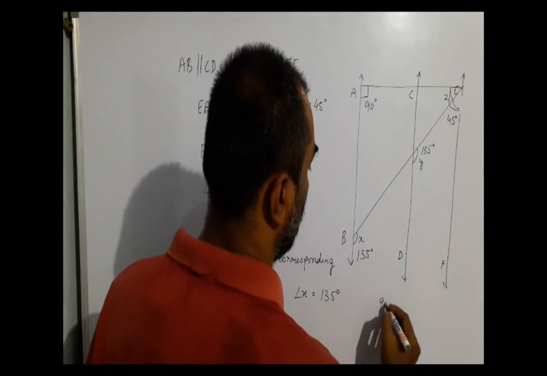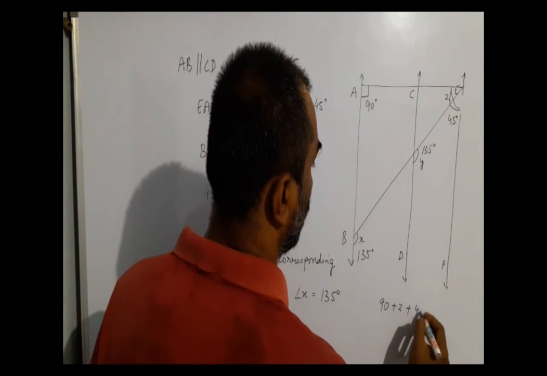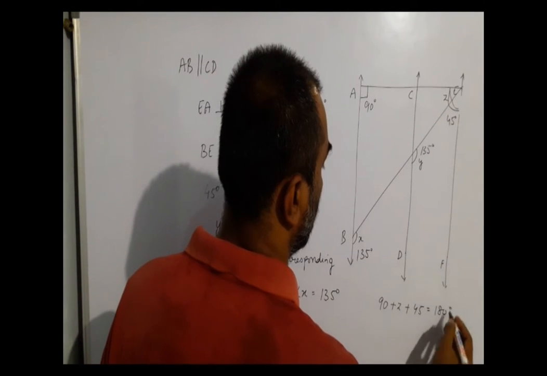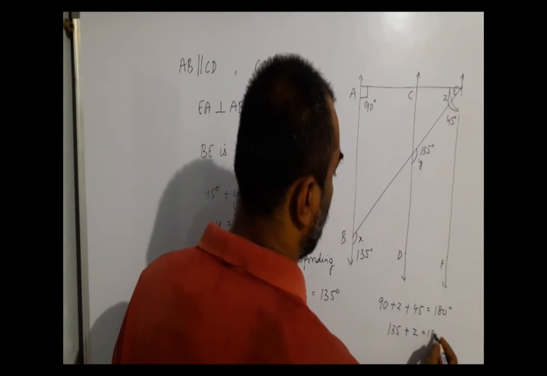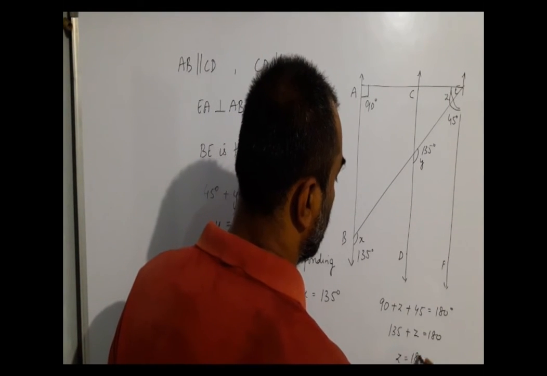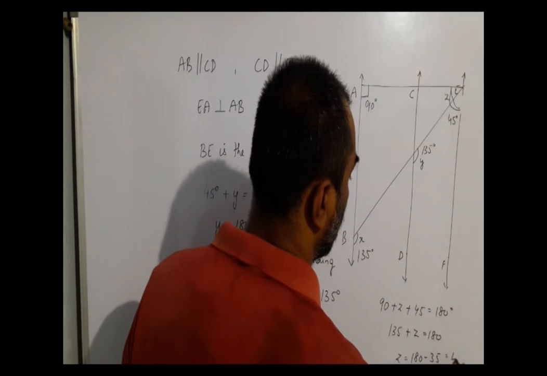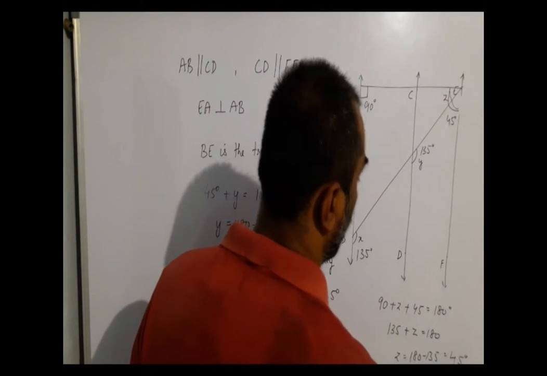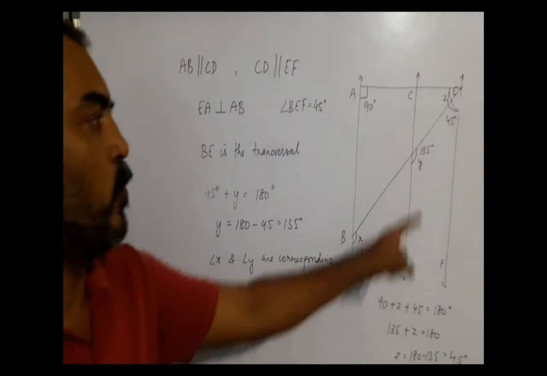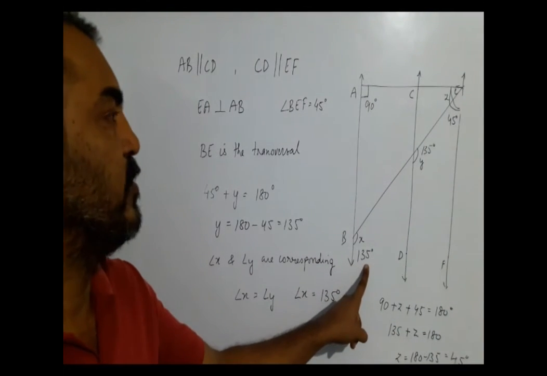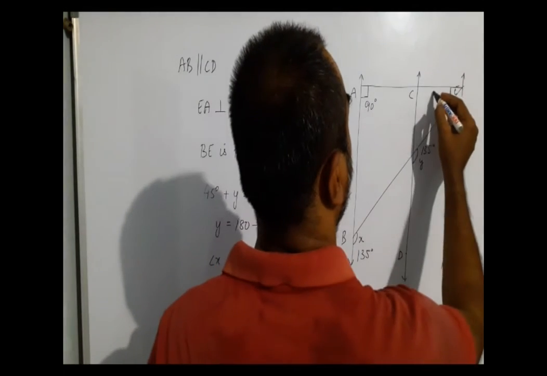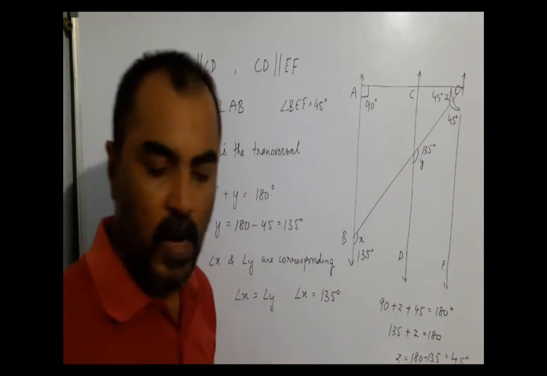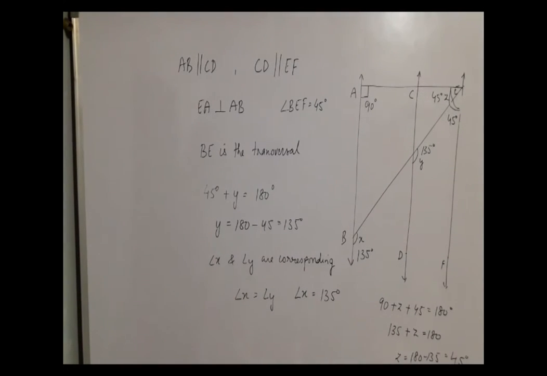So we will have 90 plus Z plus 45 equal to 180, or 90 plus 45, 135 plus Z equal to 180, or Z is equal to 180 minus 135 equal to 45 degree. So we got Y equal to 135 degree, X equal to 135 degree, and Z is equal to 45 degree. So we are making use of the properties to find out the measurements of unknown angles.